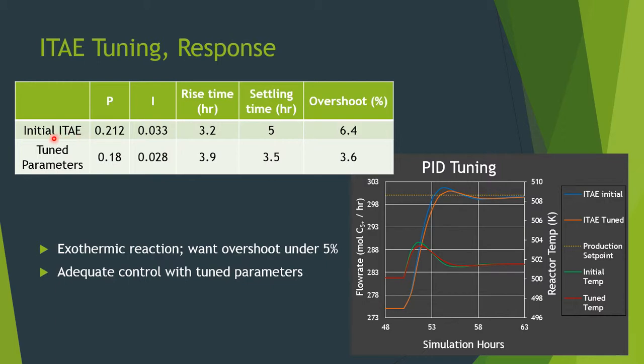So we initially used the ITAE set point tracking tuning parameters that gave us a P and I as shown. It had a good rise time, but the settling time and overshoot was a bit high. That's shown by this blue line here with the respective green temperature curve. And we wanted to reduce the overshoot because this is an exothermic reaction. You don't want any runaway reactions happening. So we reduced the aggressiveness of the controller with the P and I values as shown, and that reduced our settling time, increased our rise time a bit, but significantly reduced our overshoot. That's shown by this orange curve here for our production, and then the red curve here for our temperature.